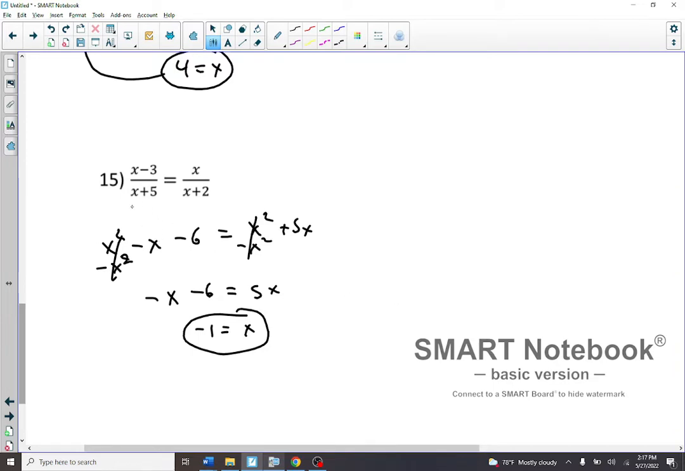Check. If you plug it in, this would be a 4, this would be a 1. Yeah, no problem. It doesn't cause a 0 on the bottom.